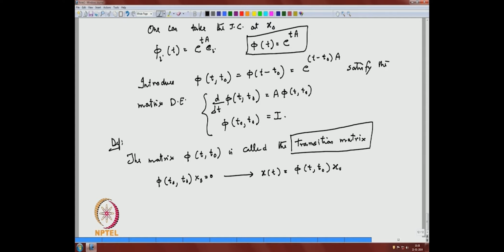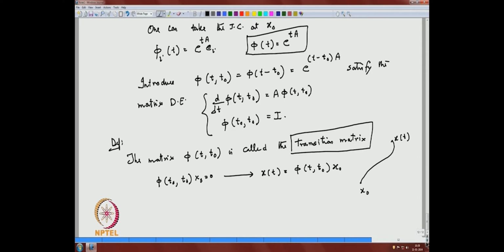So you take the trajectory. If you have the trajectory at the initial point, this takes it to the translated trajectory. So phi(t, t naught) takes the trajectory from x naught to x(t) at time t. So the name is correct, the transition matrix is correct. Okay. This also has other properties, which we will probably tell a little later, at the end of it.